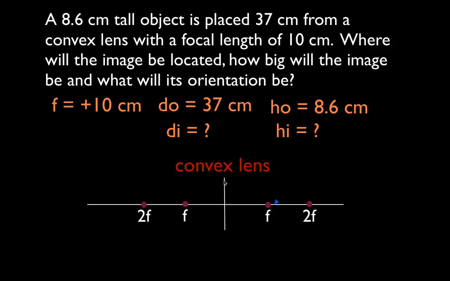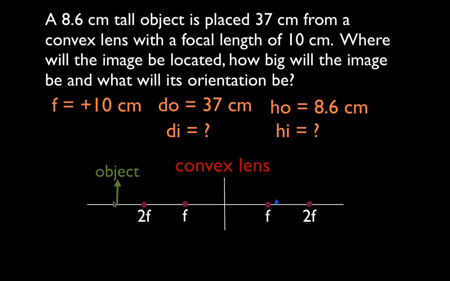Now, this is not to scale necessarily, but I know that if my object is 37 centimeters away, f is 10, 2f is 20, so 37 is out here. My object is going to be somewhere out here, and like I said, this is not to scale. Okay, now I want to think, where should the image be? What should its orientation be? And what should its size be relative to the object? That will help me think about my answers when I get them, and whether I feel confident that I have the right answers.